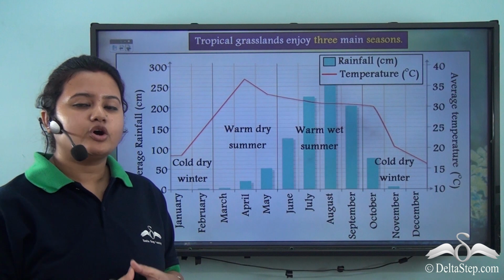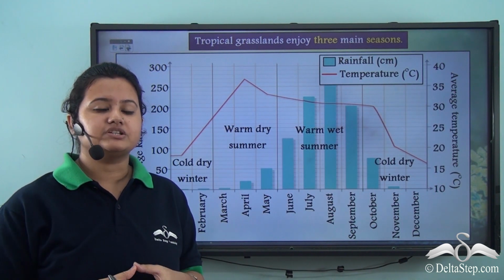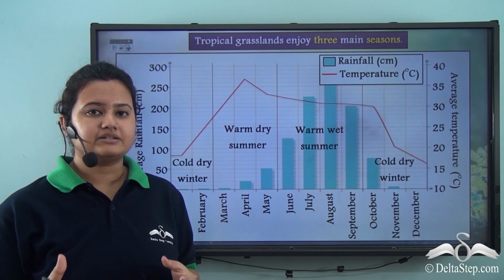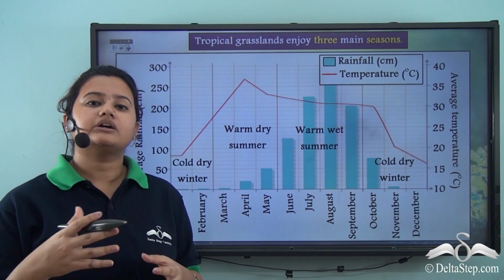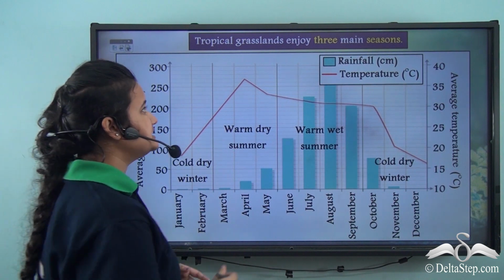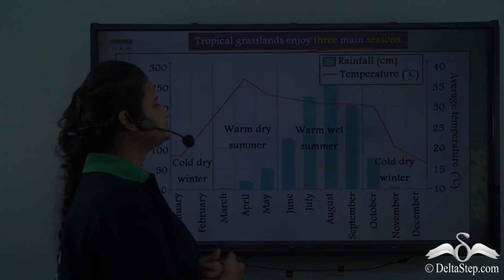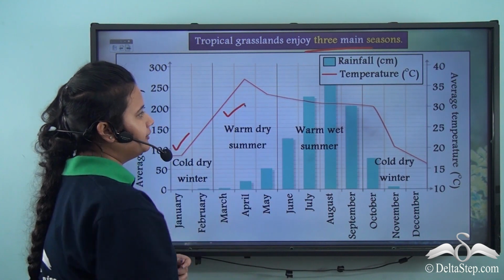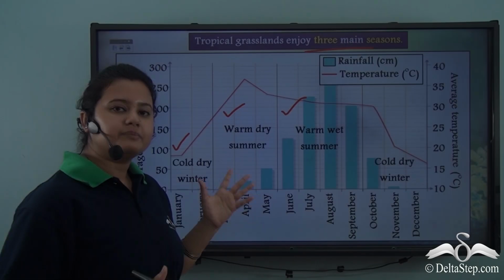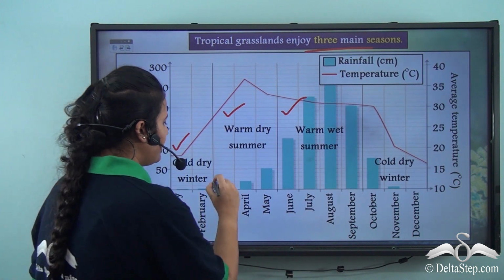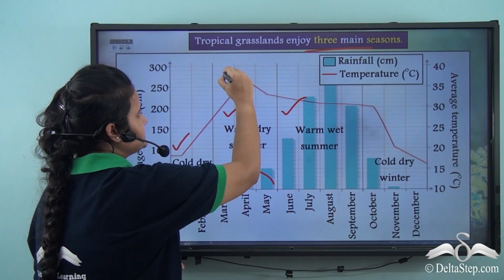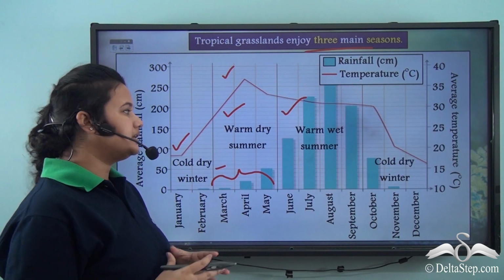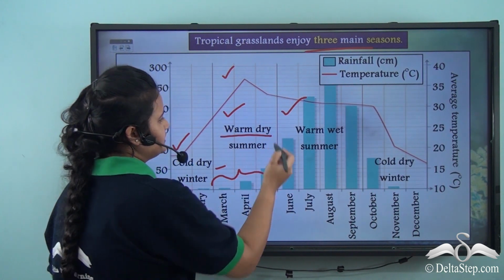Thus, we find that tropical grasslands have seasonal variations in temperature and rainfall. So, on the basis of temperature and rainfall patterns experienced by tropical grasslands, one can conclude that this biome experiences 3 distinct seasons. These 3 distinct seasons are cold dry winter, warm dry summer, and warm wet summer. From this chart, we can see that in the months of March to May, the temperature remains high and the rate of rainfall is very low. Thus, in these 3 months, tropical grasslands experience warm dry summer.